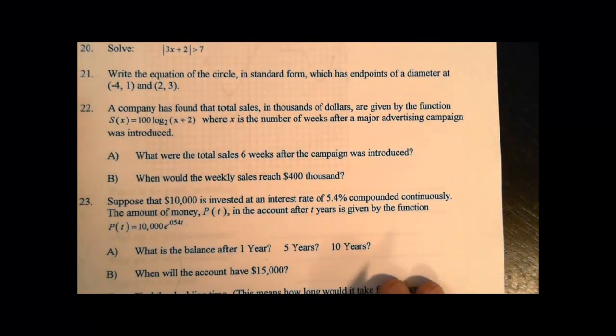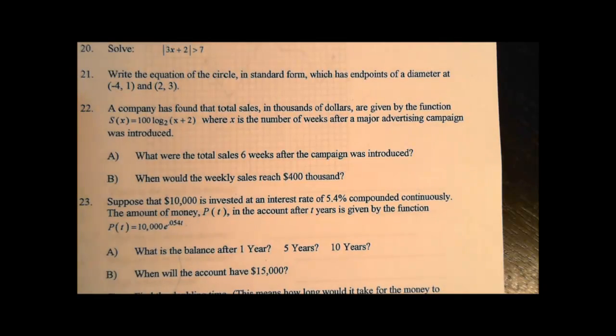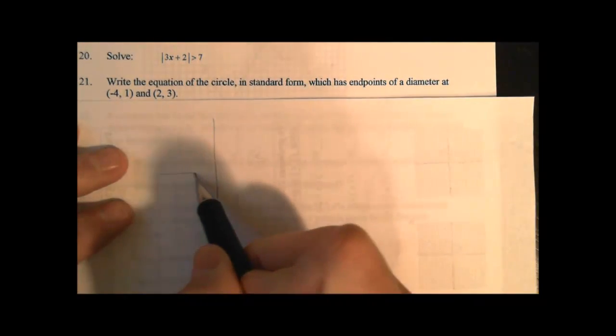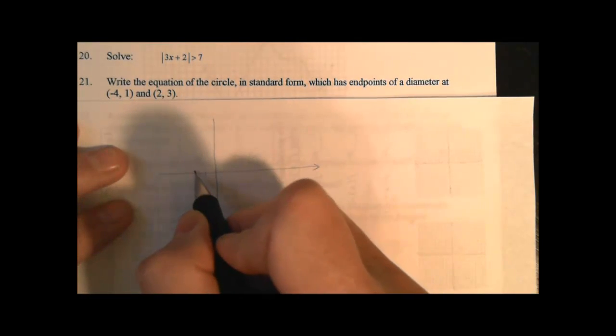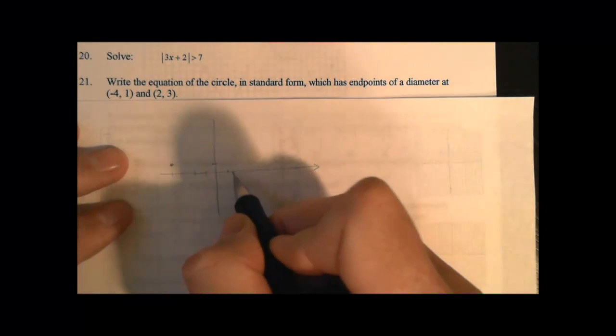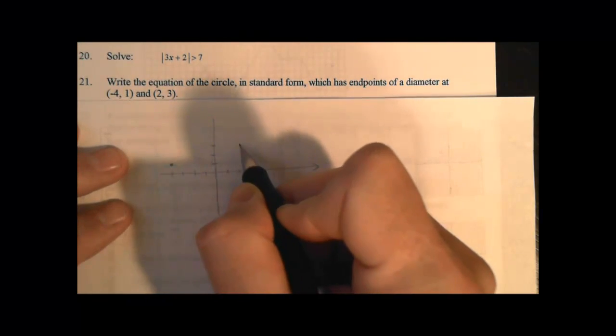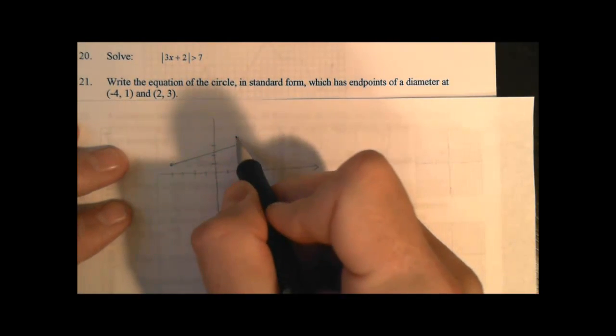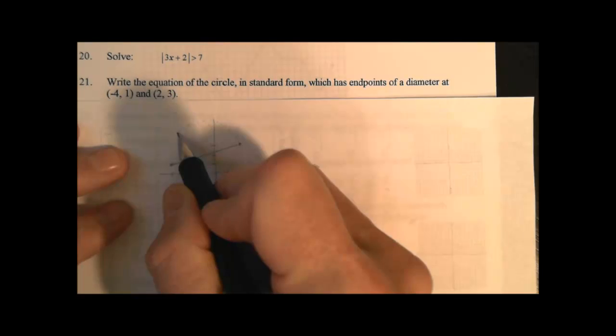21, write the equation of the circle in standard form, which has endpoints of a diameter at -4, 1, and -2, 3. Okay, so here's where a nice mental picture can help. It's not necessary to have a beautiful picture, but a little picture can help. -4, 1, right there, and 2, 3. So this is supposed to be endpoints of a diameter, and we can visualize the circle. It looks something like this.